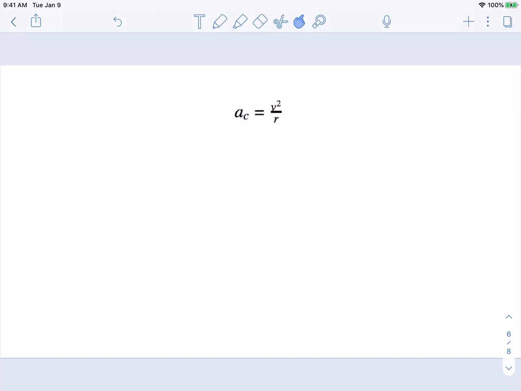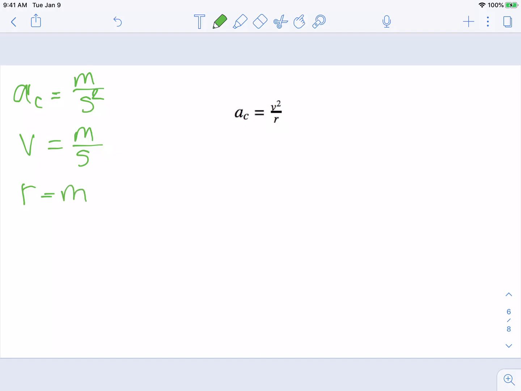Here's another unit analysis. All right, for this one, A with a little c stands for centripetal acceleration. So I know that accelerations are measured in meters per second squared. The V in the numerator is standing for velocity. That's measured in meters per second. And in the denominator there is an R, and that's like a radial distance measurement. So since it's a distance or a length, that's going to be measured in meters for the fundamental unit.